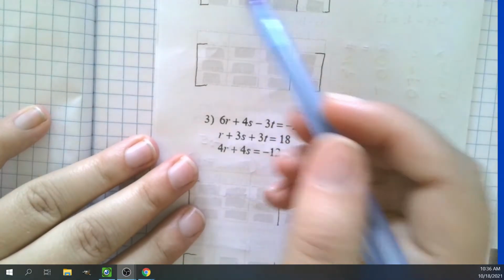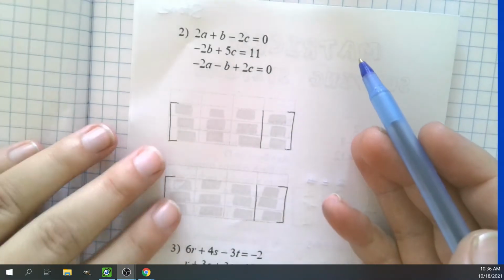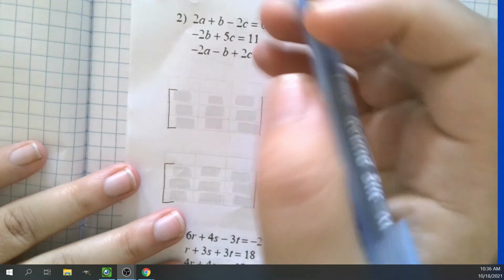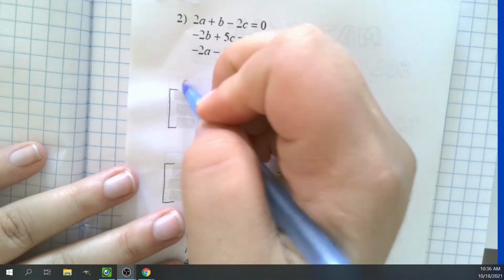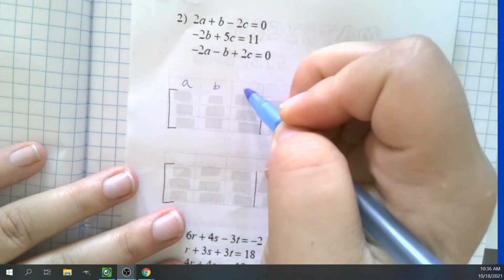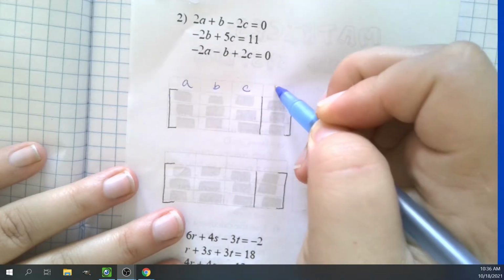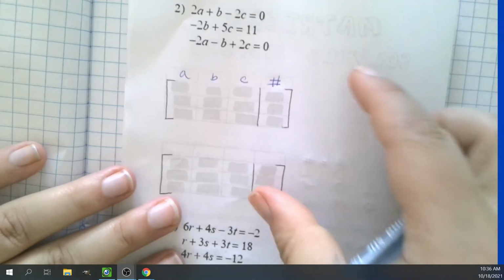These ones, for some reason, these highlighter marks came through so you could see. Do you guys think, what letter should we have in the first column? A. Then what? B. Then what? C. Then what should this column be? The number. Do you think you can fill that out?